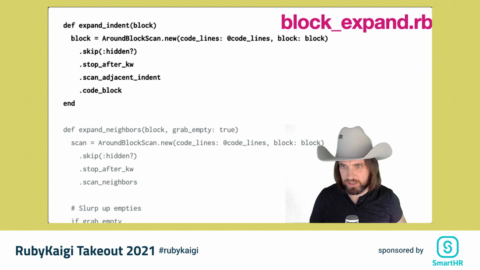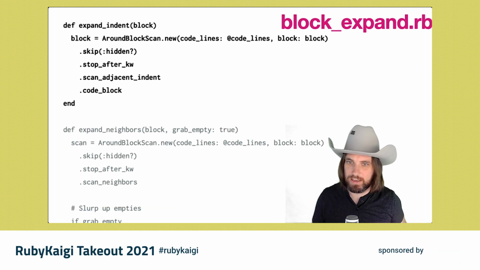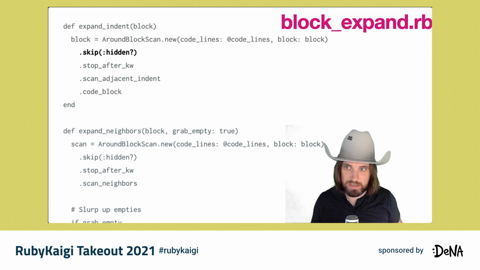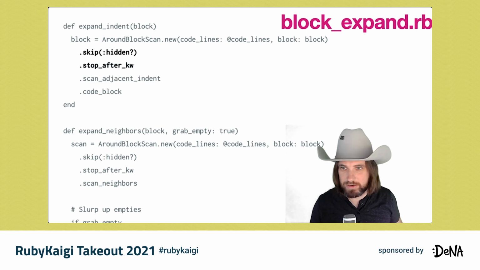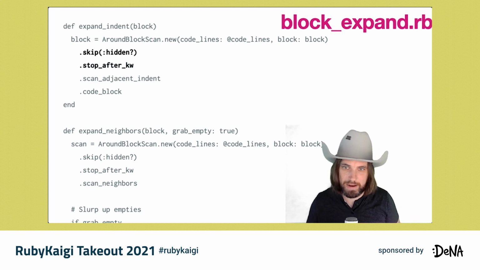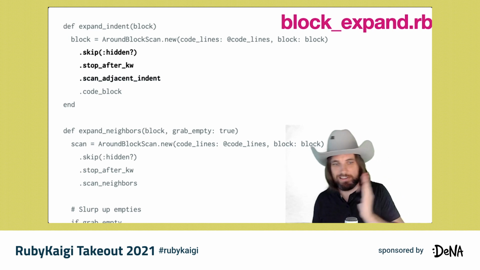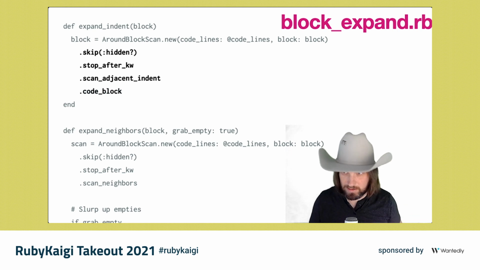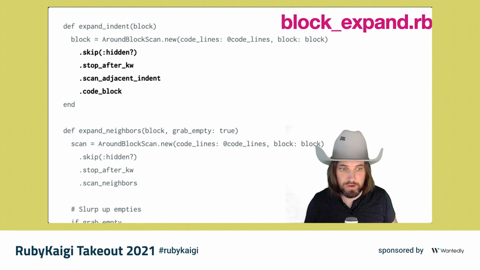Both methods use this class, the around block scan, which acts as a DSL for scanning up and down. It ignores previously hidden lines, stops when the lexer detects a keyword pair, such as an if and an end, and then with this method, it peeks around to capture lines at the next indentation level. This line right here at the very end triggers code to perform the scan, and it generates a grouping of lines known as a code block.